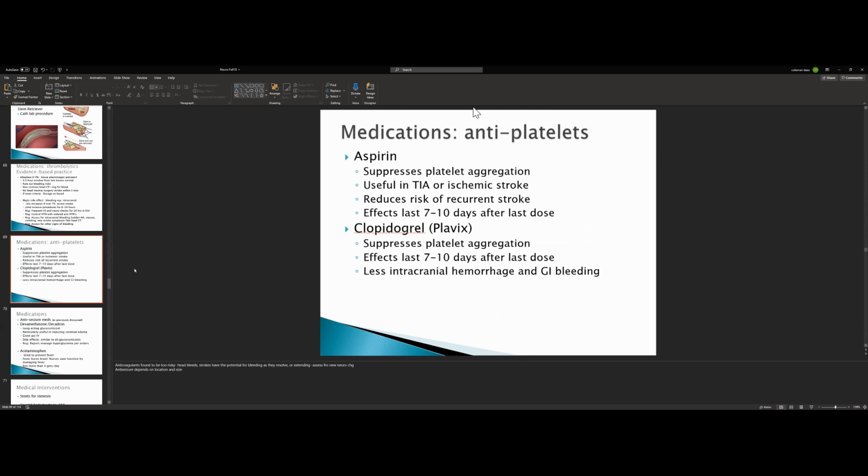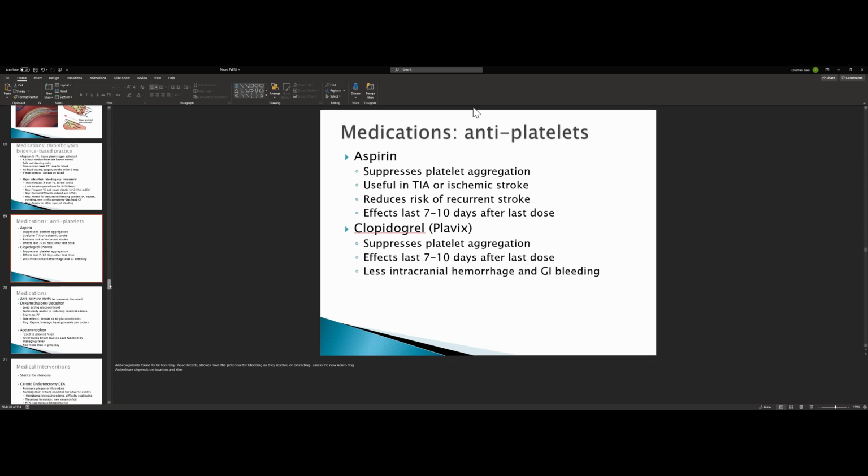Jumping down to medications, we're going to try and pick up the pace a little bit because we still have a fair amount to cover. Other medications that you're going to see, aspirin. Patients who come in with strokes are going to get an aspirin. This suppresses platelet aggregation. They give it to TIAs and strokes. It does reduce the risk of recurrent strokes.